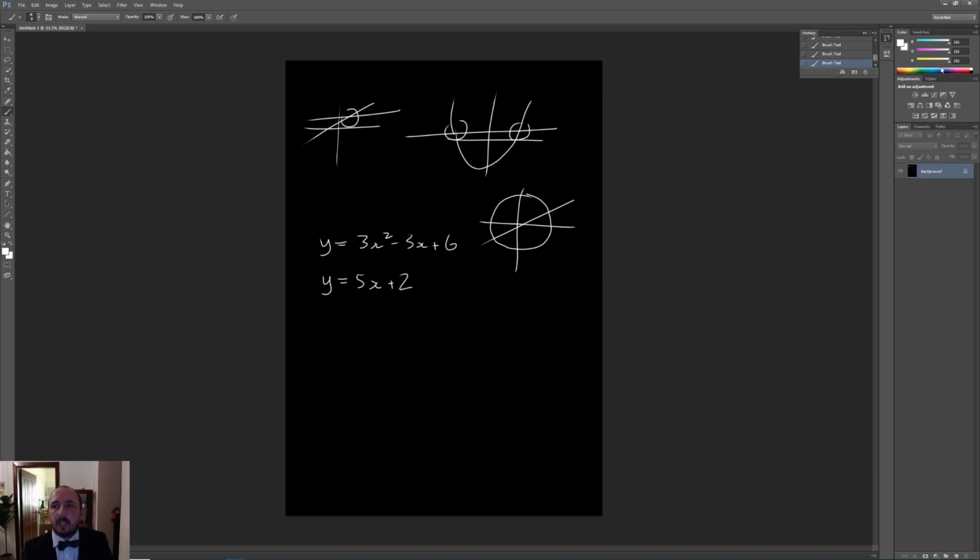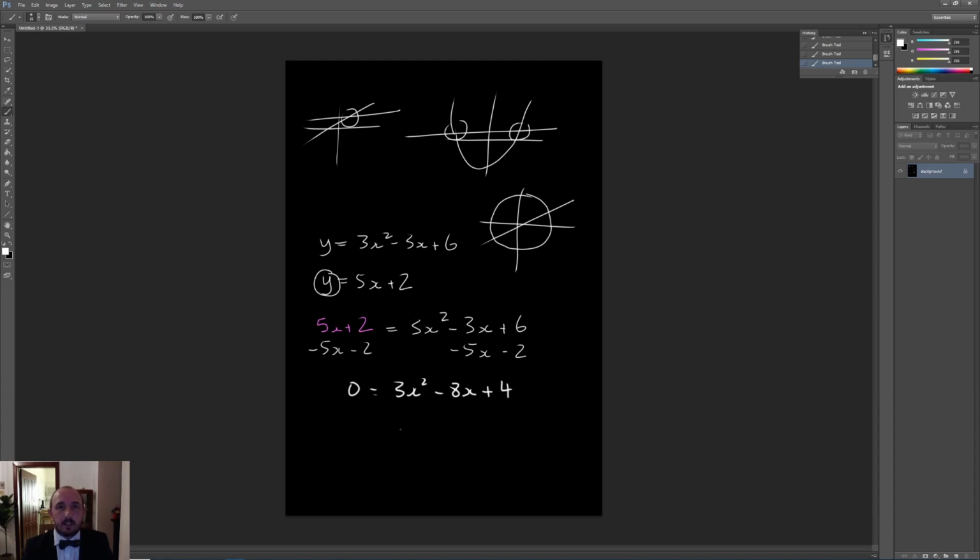So what we can do is substitute this value here for y into the quadratic one. So we're going to have 5x plus 2 in the original quadratic equation that we had there. We can rearrange this to 0 equals 3x squared minus 8x plus 4.